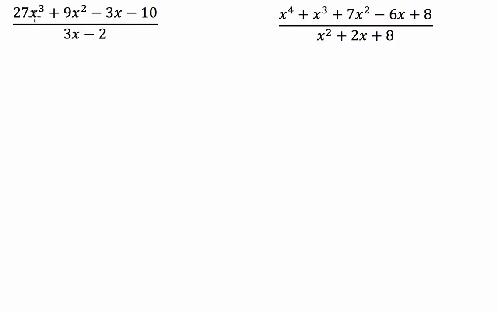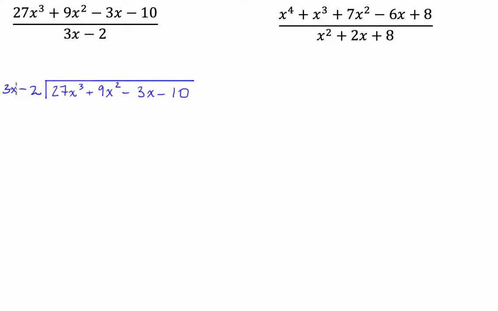So what we have here is 27x cubed plus 9x squared minus 3x minus 10 divided by 3x minus 2. So let's start with writing that down. We have 27x cubed plus 9x squared minus 3x minus 10 divided by 3x minus 2.